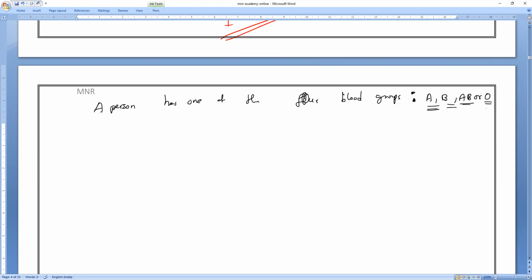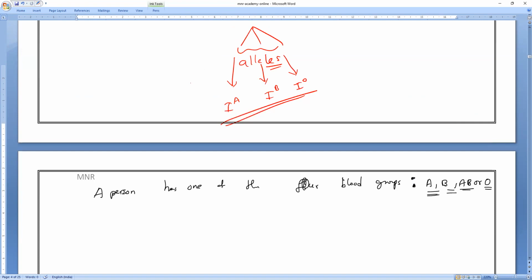Are you clear, everybody? The blood group system is controlled by a gene which has 3 different forms, denoted by IA, IB, and IO. These are the different forms of the gene which control the blood group of the offspring.